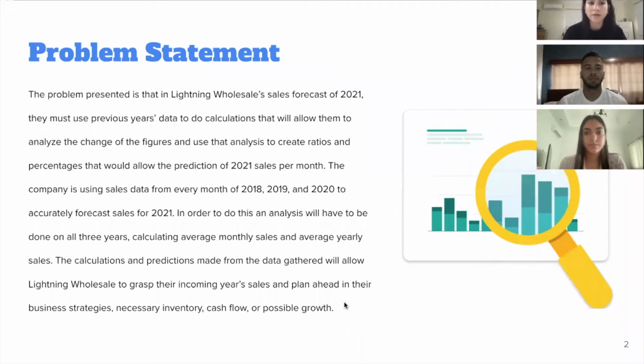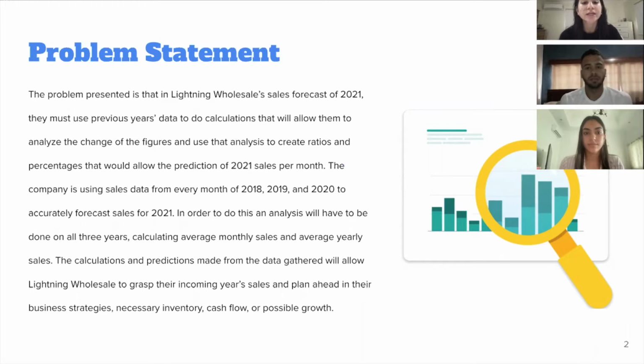Our problem statement. The problem presented is that in Lightning Wholesale's sales forecast of 2021, they must use previous years' data to do calculations that will allow them to analyze the change of the figures and use that analysis to create ratios and percentages that would allow the prediction of 2021 sales per month. The company is using sales data from every month of 2018, 2019, and 2020 to accurately forecast sales for 2021.